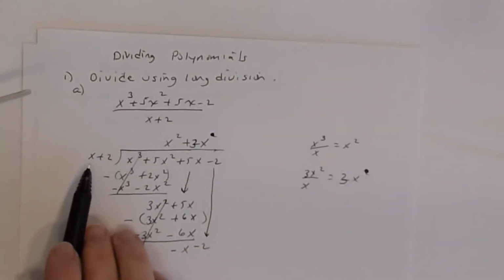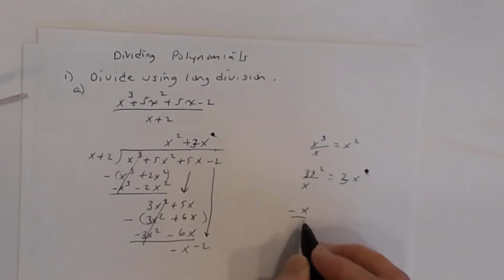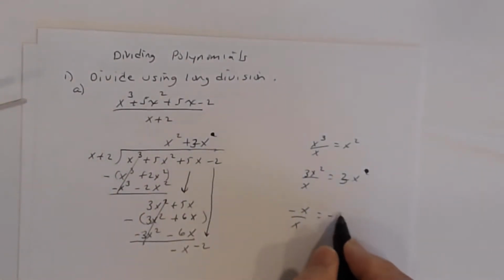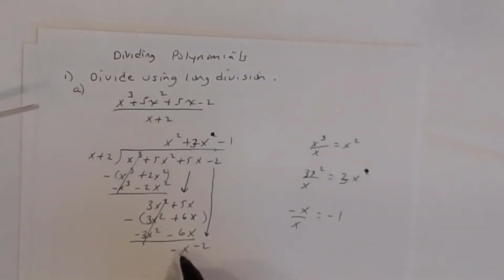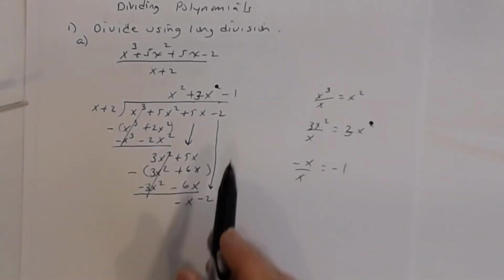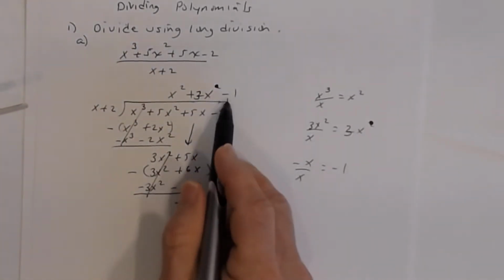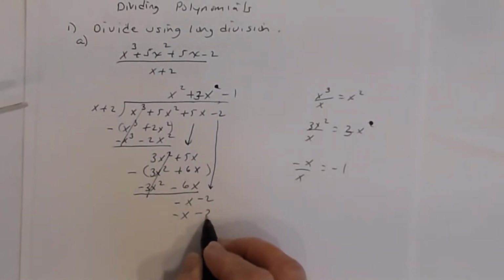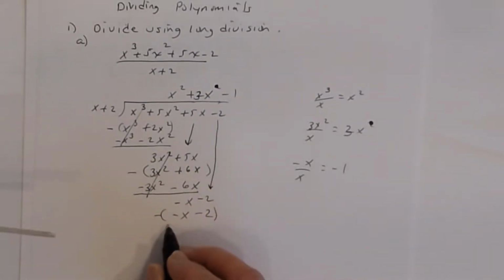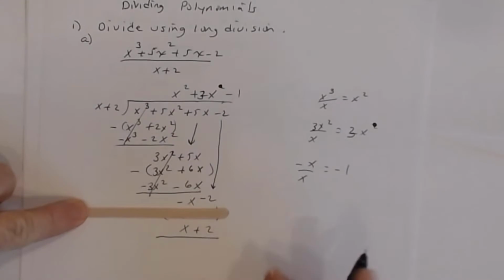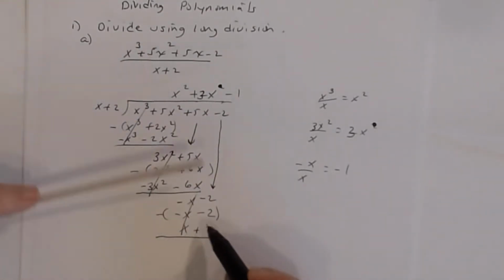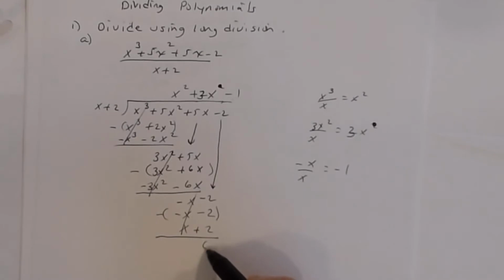And then you do the process all over again, first into first. So negative x divided by x is a negative 1. So that goes here. So then you multiply. If you're doing this correctly, you better get a negative x right here. And so negative 1 times x is a negative x. Negative 1 times a positive 2 is a negative 2. And then we subtract. And then let's go ahead and get rid of the parentheses. So the opposite of a negative x is a positive x. And the opposite of a negative 2 is a positive 2. And when I add those up, these cancel out. And in fact, negative 2 plus 2 is 0. So the remainder is 0.